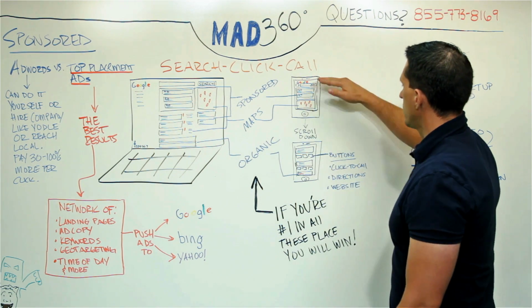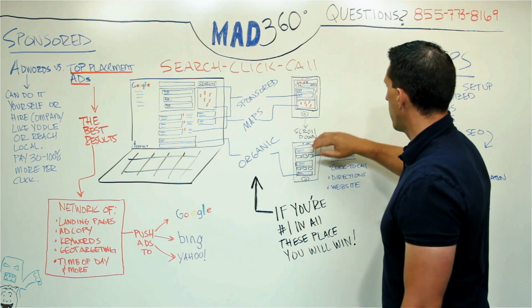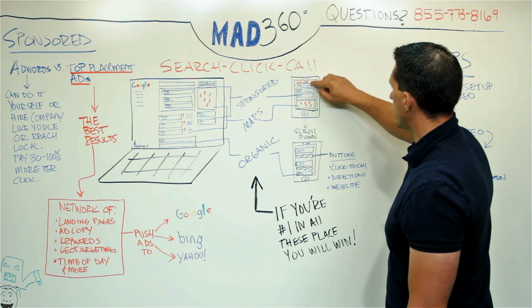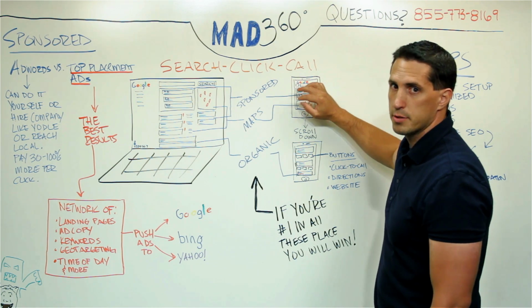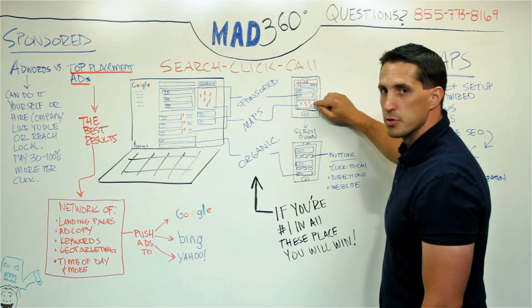On a small screen, such as an iPhone or a Droid, any kind of smartphone, you're going to have a layout similar to this. You have the Google search box on top. Right below that, you've got two ads, which are your sponsored areas. Then you have the maps just below that.